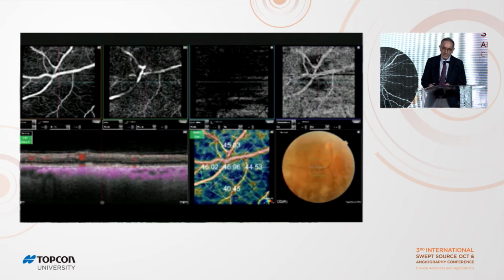And this is the OCTA image. This is the screenshot from the Triton device. Here you can see the superficial plexus. This is the deep plexus. This is the outer retina, and this is the choriocapillaris layer. And this patient had a hyperreflective network in the choriocapillaris layer, and no changes in the other retinal layers.